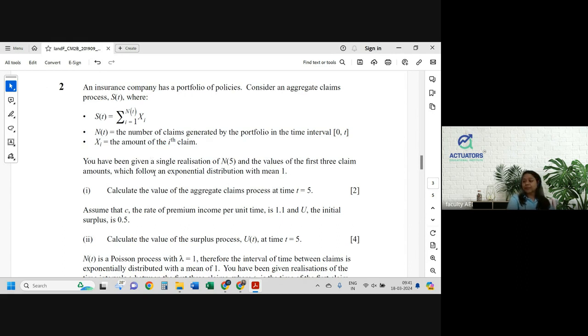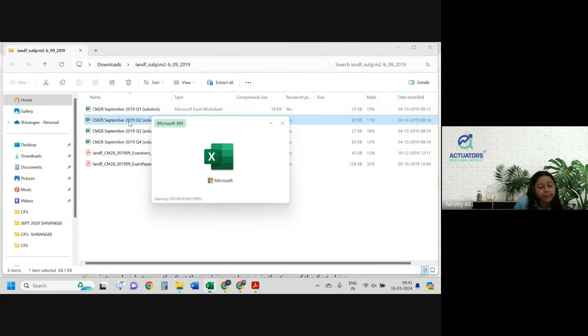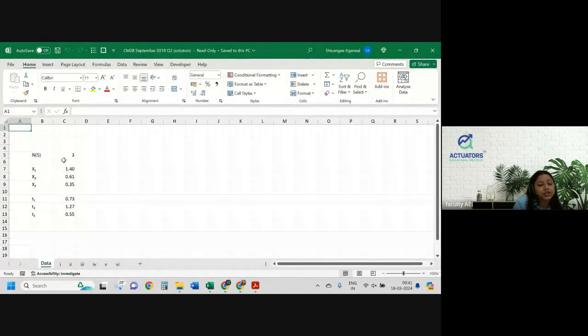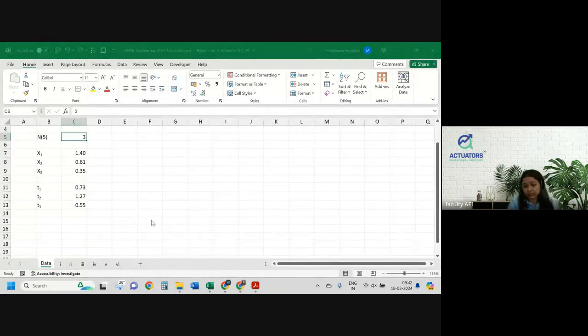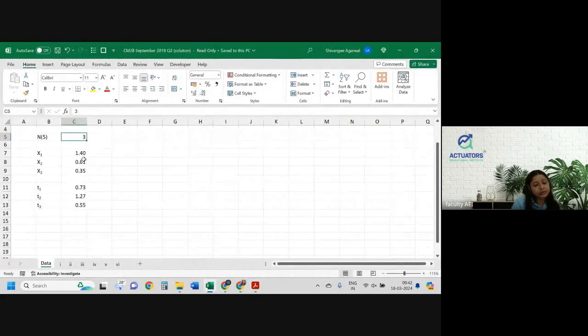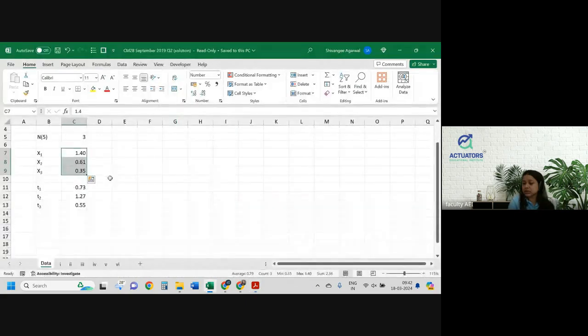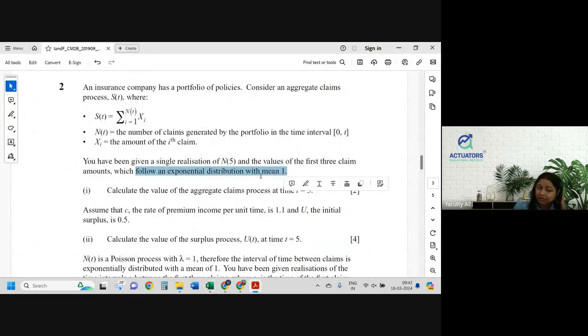Okay, you have been given a single realization of N5 and the values of the first 3 claim amounts. So a single realization of N5 is given. If I just open the solution, I think the data will be given there. So a single realization of NT, meaning till time 5 we have received 3 claims, that is what they mean. And then the value of the first 3 claim amounts, x1, x2, x3, which follows an exponential distribution with mean 1. So we say that Xi follows exponential distribution with mean 1. Mean 1 means the parameter will be 1 by 1, which is 1 here.